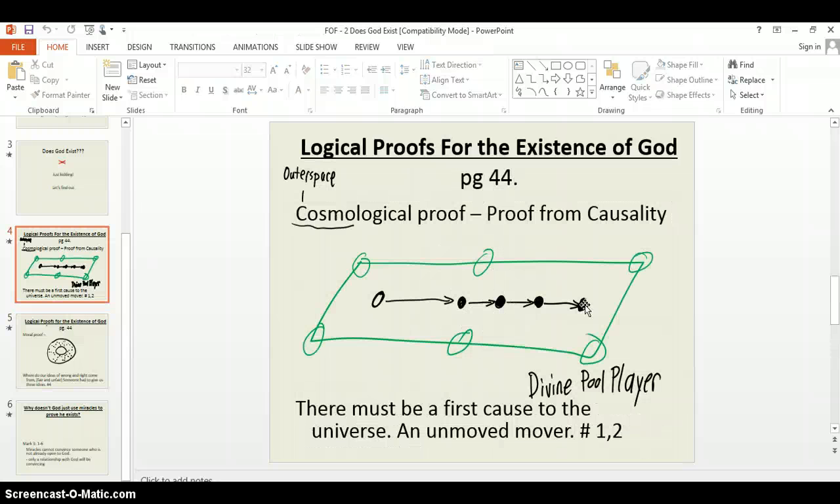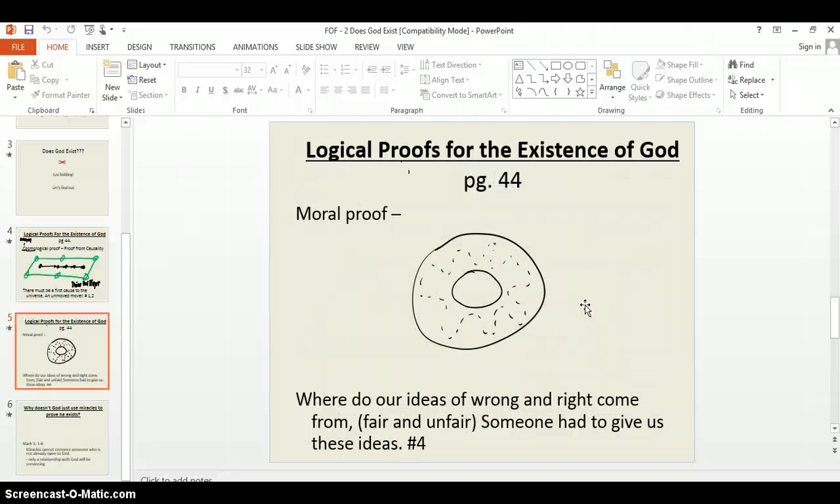So the cosmological proof looks outward at the universe and asks what the causes are. The moral proof looks inward and asks what is the cause of our understanding of the universe as just or unjust.